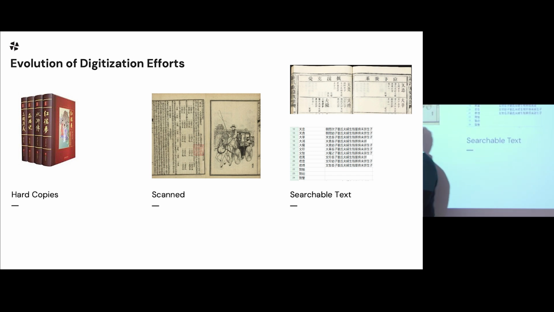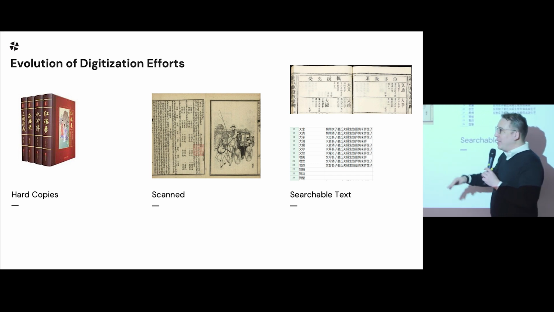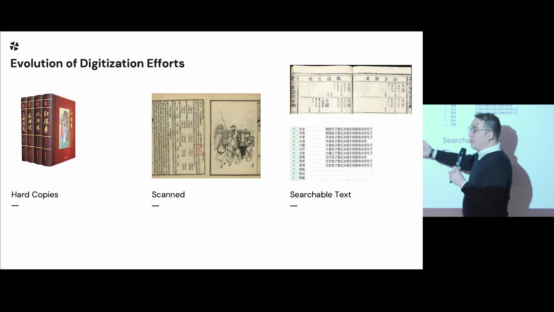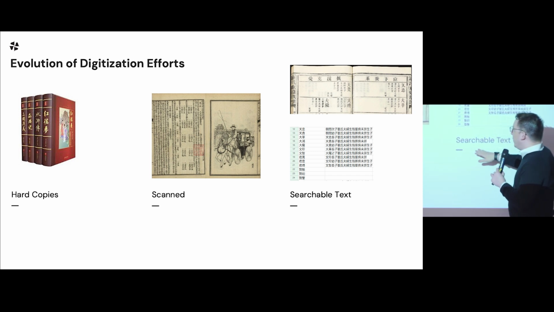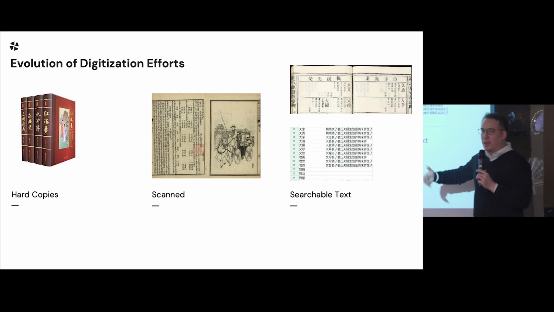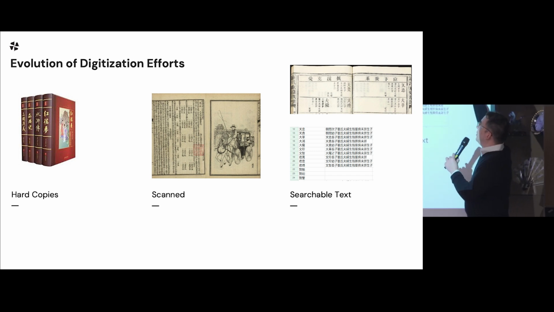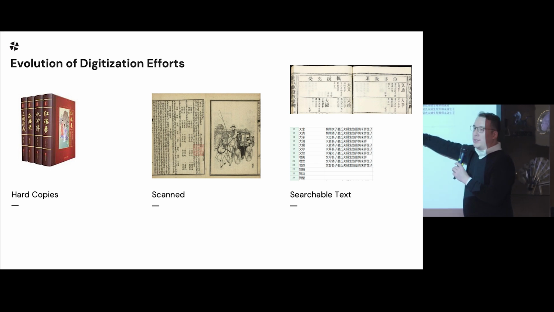But this is where we are right now. So we've already passed the hard copy stage, and now we're in the scanned phase. So that means that a lot of the key collections at different libraries are usually scanned and available in some sort of format. Where people want to be, and this is just based on my conversations with many people, is we would like to have searchable text. Here's the image, and we want the companion text next to it in some sort of structure.